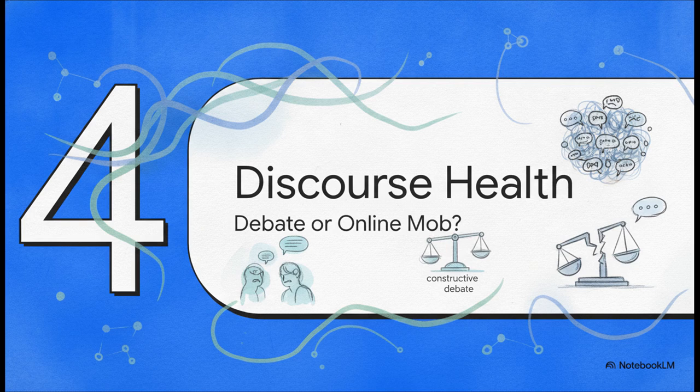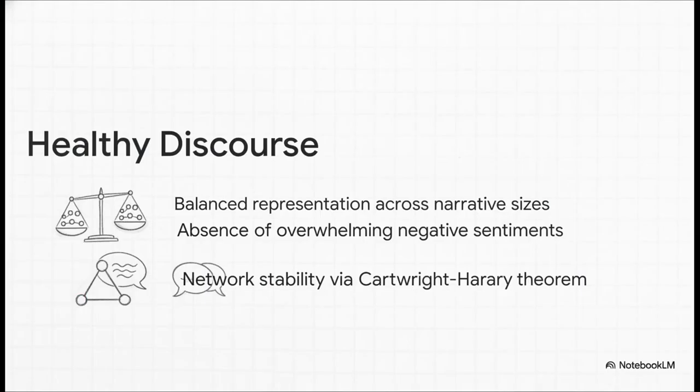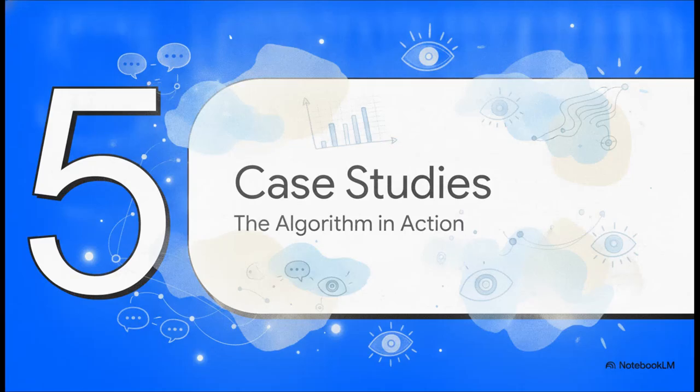Are we looking at a constructive debate or an online mob? A healthy digital environment usually balances different worldviews. If one narrative completely dominates the space, or if we see massive negative polarity, that's a huge warning sign. And to spot artificially orchestrated campaigns, researchers use what's called the null user method. They essentially compare the actual network behavior against a baseline of random interactions to figure out if a mob is organic or secretly coordinated. Okay, part 5.